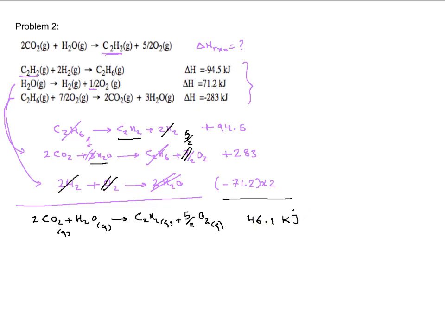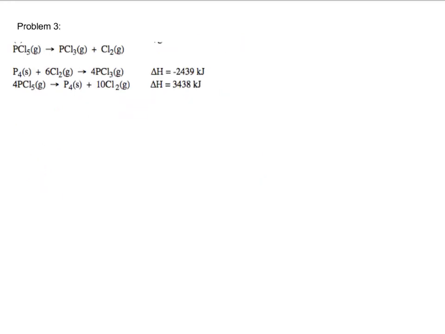Now let's look at another example of Hess's law. This one is rather easy to inspect and look at. What is delta H reaction for this? I see that PCl5 is on the reactant side, which I'm happy. PCl3 is on the product side, which I'm happy. So I'm going to keep these two as is. I'm simply going to add them up and see what I get at this stage.